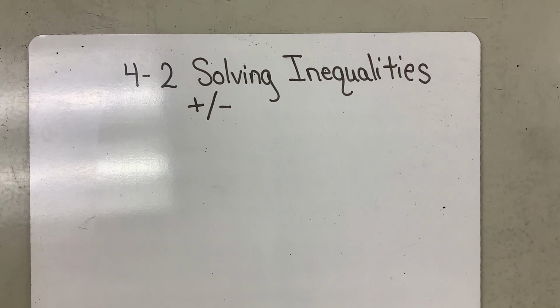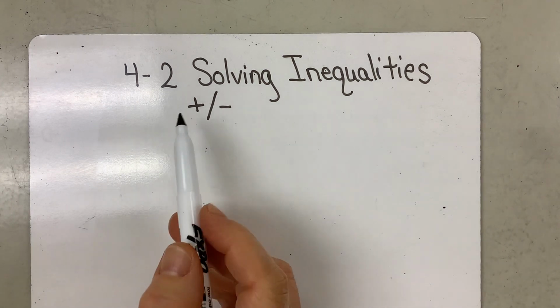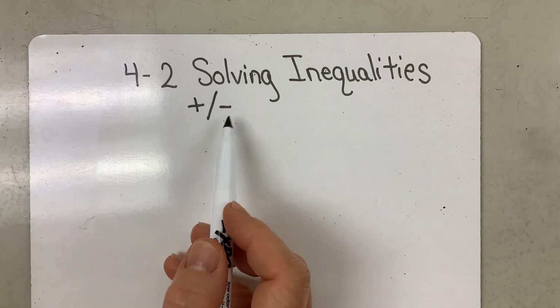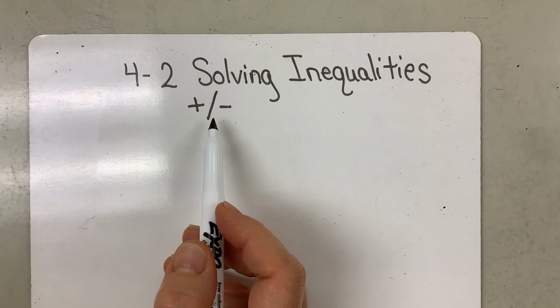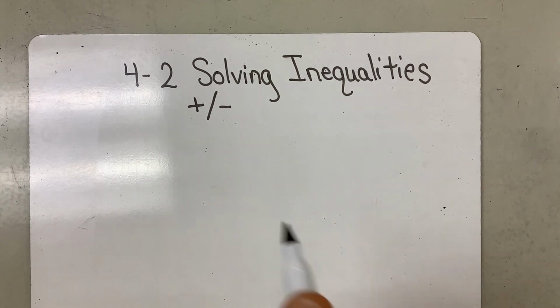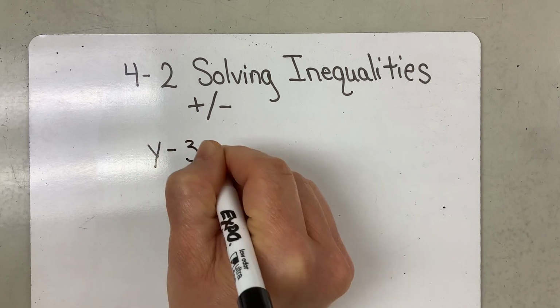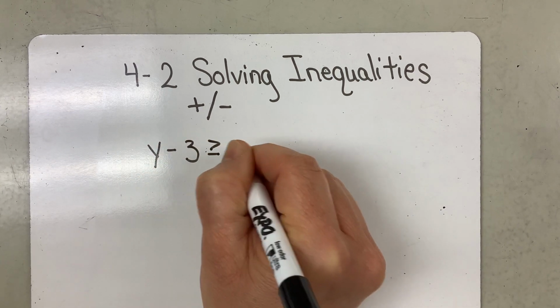All right, this is topic 4-2, and in this topic we are solving inequalities, but we're going to just be looking at when we are solving with addition and subtraction. So these are going to be one-step inequalities with addition and subtraction. For instance, y minus 3 is greater than or equal to negative 12.